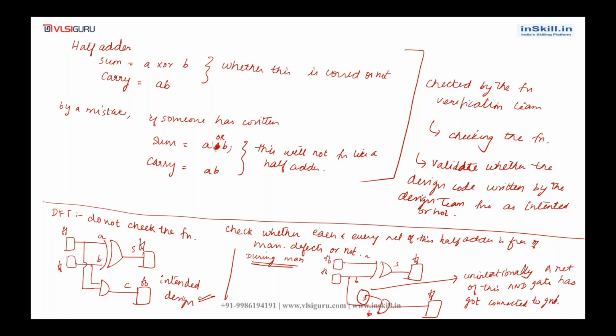So during manufacturing, if this net of the AND gate has unintentionally got connected to ground, this is a manufacturing defect. These kinds of things will be checked by our DFT engineers. We will check whether there are any manufacturing defects in our chip or not. And if our chip fails after manufacturing, we will be able to tell what manufacturing defect has caused the chip to fail. So that is what a DFT engineer is.